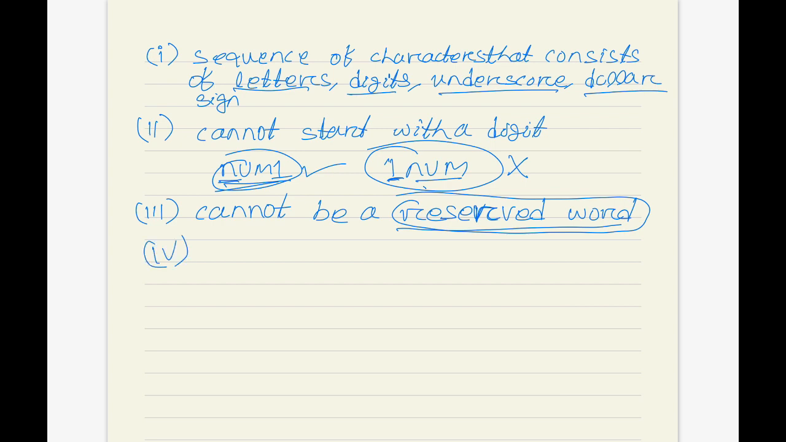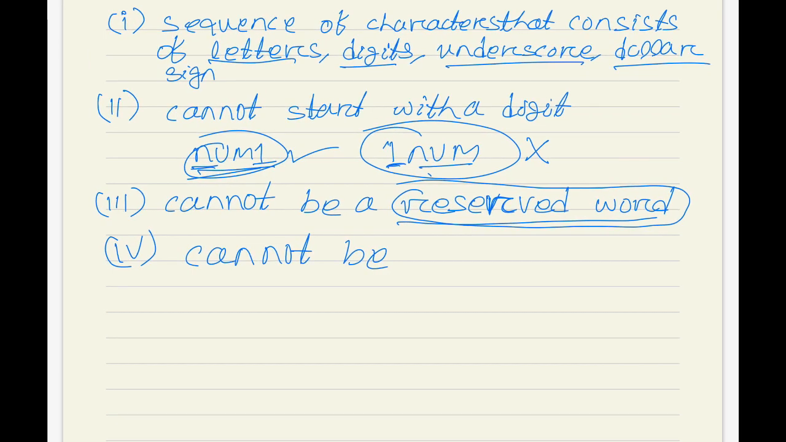So an identifier cannot be true, false or null. These true, false, null are not keywords, but you cannot take these words as an identifier, and an identifier can be of any length.